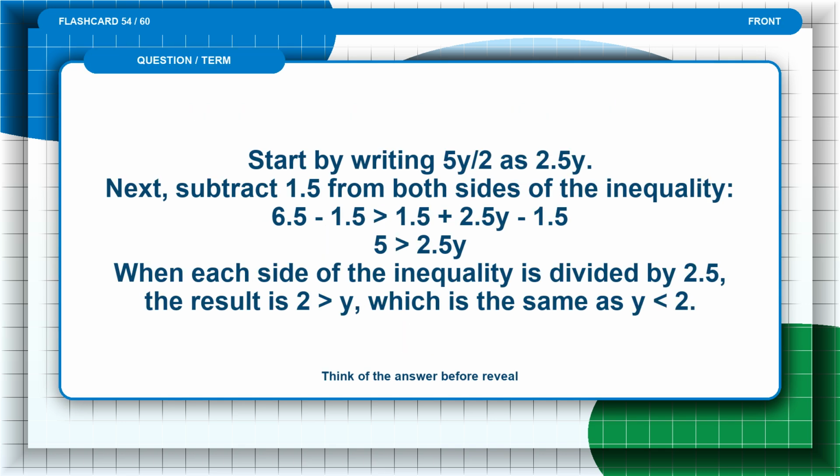Flashcard 54. Start by writing 5y/2 as 2.5y. Next, subtract 1.5 from both sides of the inequality. When each side of the inequality is divided by 2.5, the result is y, which is the same as y. Think of the answer before the reveal.